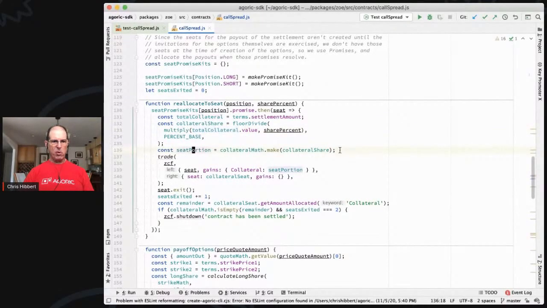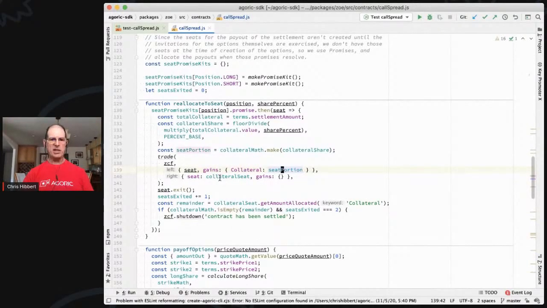And then we've got the seat proportion, and then we use trade. With the trade helper function, we can call into Zoe and pass in the gains of each side. The trade function saves some work on the caller's end by requiring that if you say the gains on each side, you don't have to say the losses for that side. In this case, this seat is the seat that was passed in, the seat that was pulled out of that promise, and they're going to get their portion of the payout.